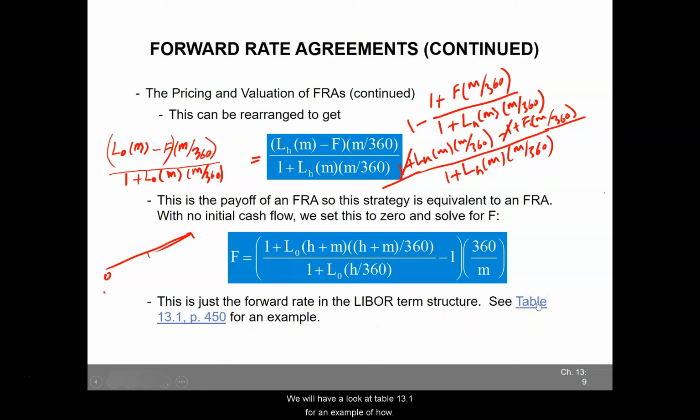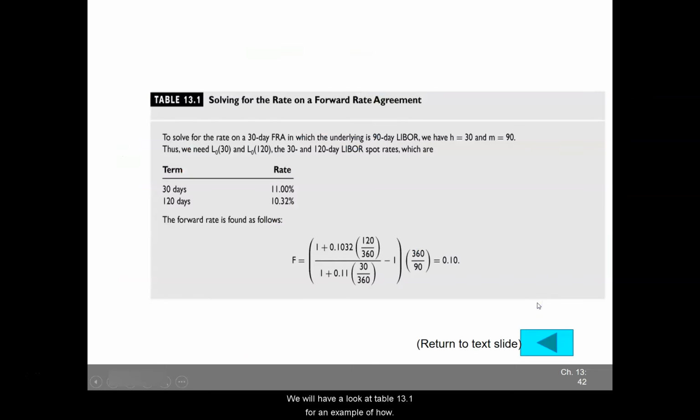Now we will have a look at table 13.1 for an example of how this is done. So here we have this example, and it states that to solve for the rate on a 30-day FRA in which the underlying is a 90-day LIBOR, we have H equal to 30 days and M equal to 90 days. Thus, we need the spot LIBOR for 30 days and the spot LIBOR for 120 days. The 30th and the 120th day LIBOR spot rates are given here, 11% and 10.32%. Just to give you an idea, this indicates a downward sloping yield curve. Now, using these rates, putting them into the formula, the forward rate is 10%. This is how easy it becomes once you have derived the forward rate formula.